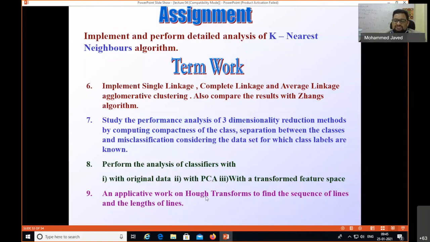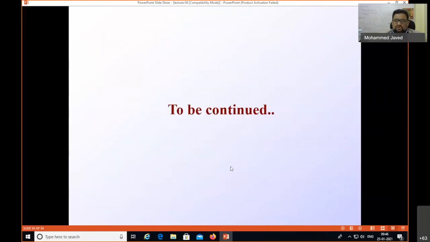An applicative work on Hough transform to find the sequence of lines and length of the line. The Hough transform transforms the coordinate axis into the polar form, the r theta form, and then you try to find the sequence of lines and length of the lines, right? So thank you very much.